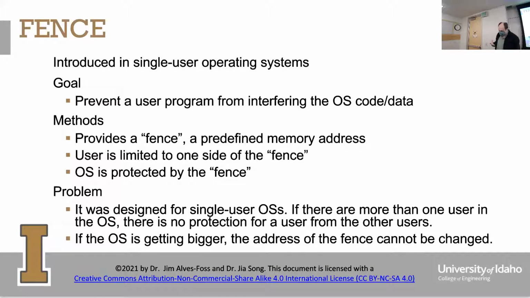So, fence. It's kind of like what it sounds. It's a barrier. The microprocessor has a special memory register called a fence register, or maybe just a predefined address, and user programs go on one side. So if the fence is like 1,000 or 10,000, user programs are above 10,000, system programs are below 10,000. Or you can actually use the fence register to move where that is.